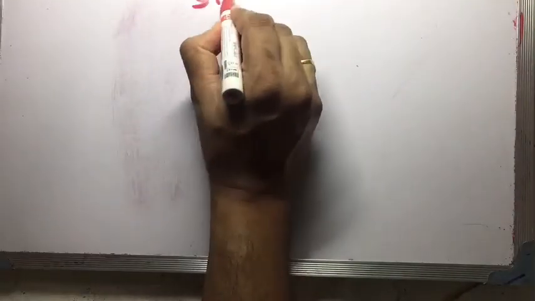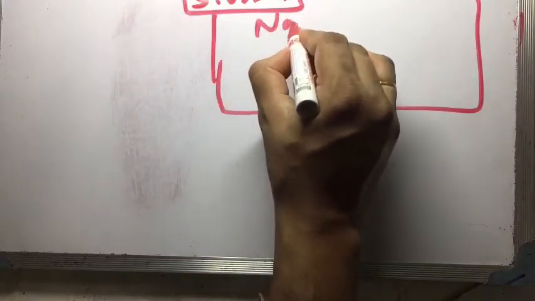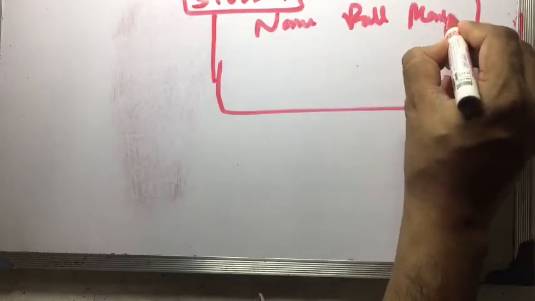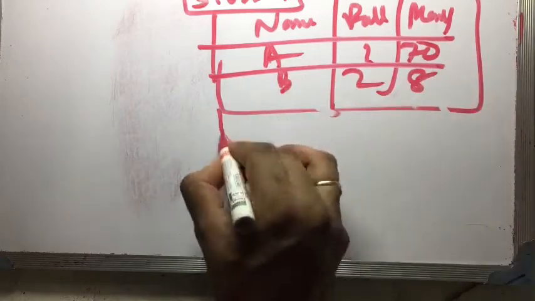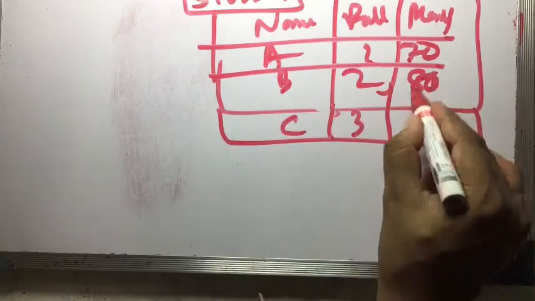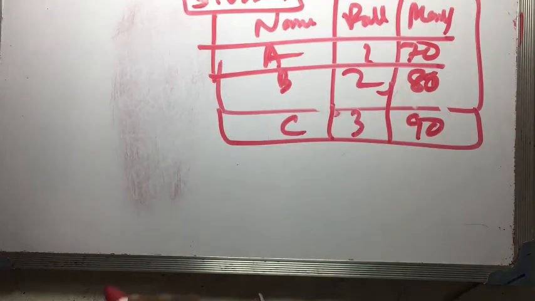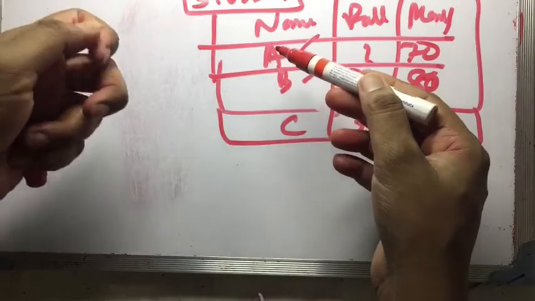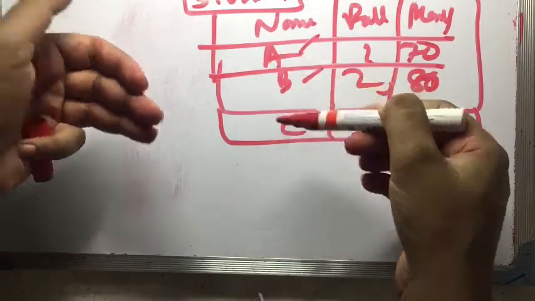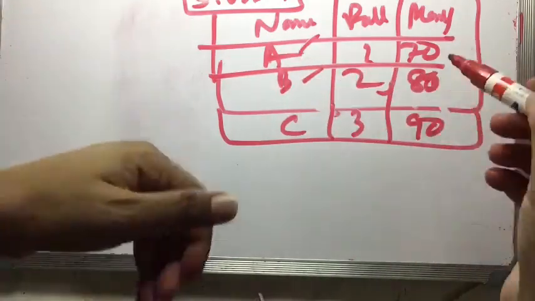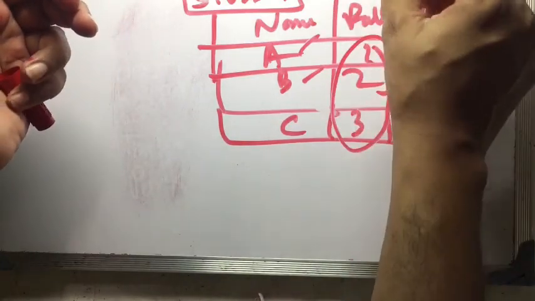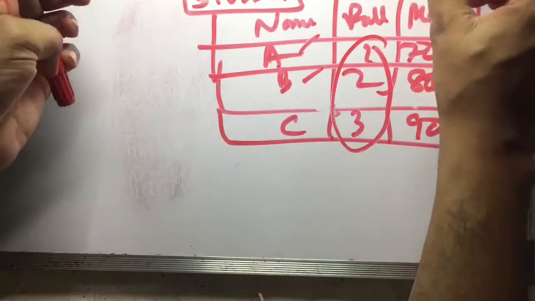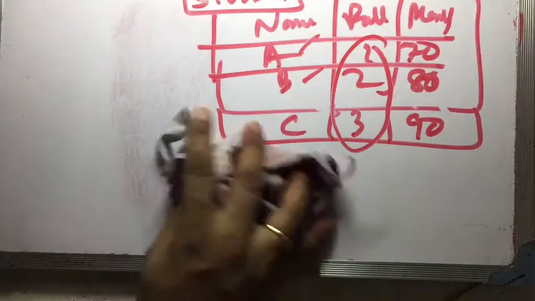Here suppose the example is student, and it consists of name, roll, and marks. Name is A 70, B 80, C 90. These are the values, the tuples. Here two names can be same. Suppose there is a student named Amit. Two names can be same, two marks can be same, so 70, but two roll numbers cannot be same. So this is the uniqueness property. So roll is a primary key.